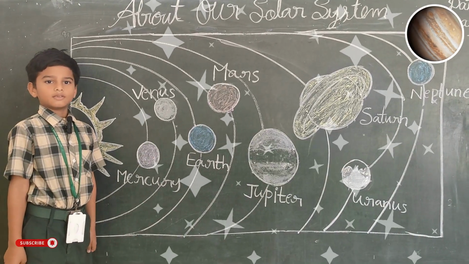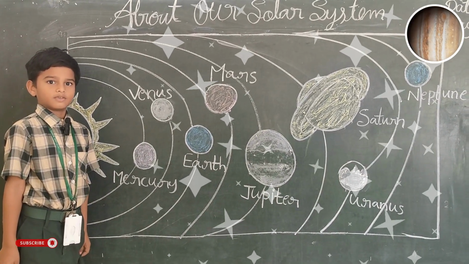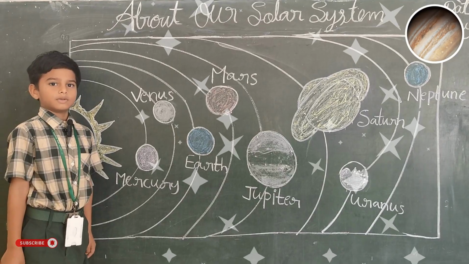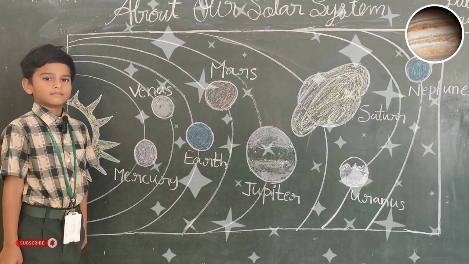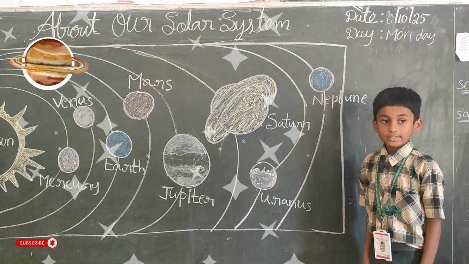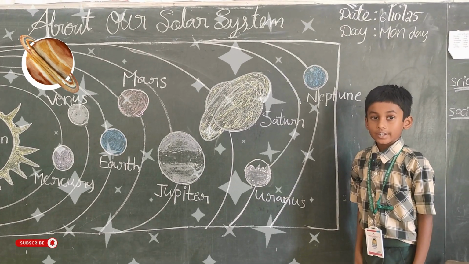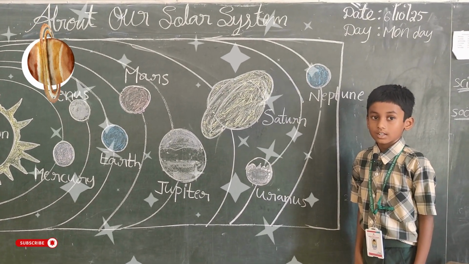Jupiter. Jupiter is the fifth planet from the Sun. It is 11 times bigger than our Earth. Saturn. Saturn is the sixth planet from the Sun. It is around 9 times bigger than the Earth.